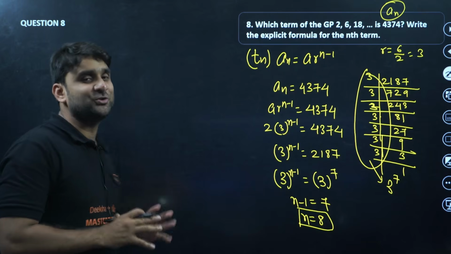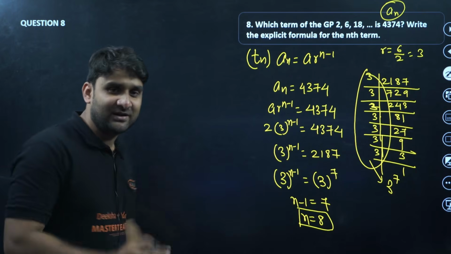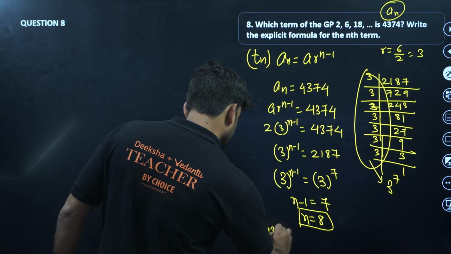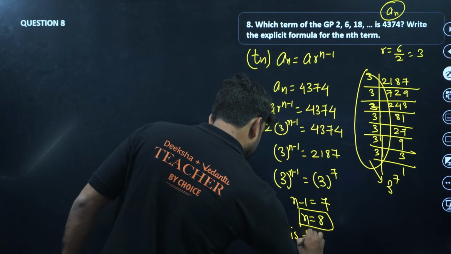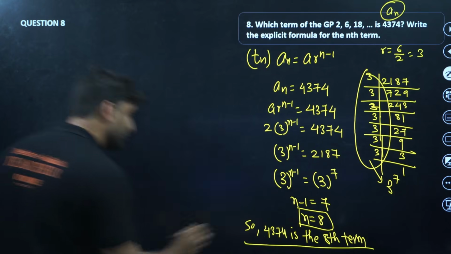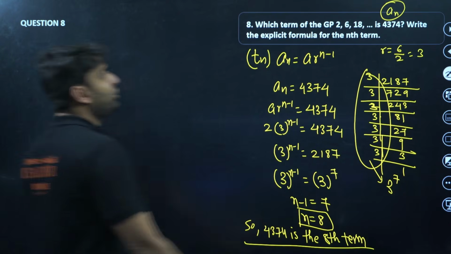So always make sure to write the final answer in words. So 4374 is the what? 8th term. Okay, 8th term. Okay, now let's talk about one more question here.